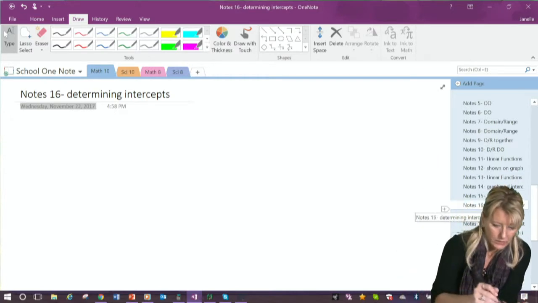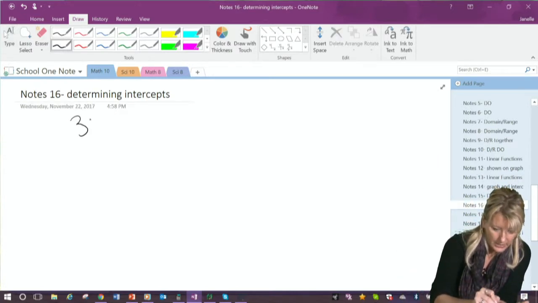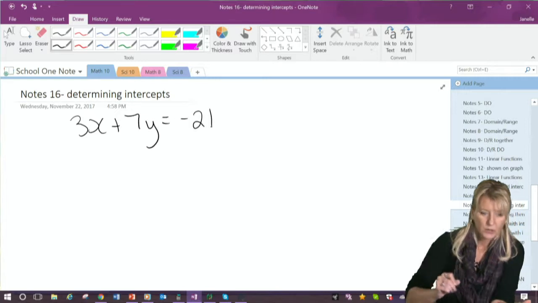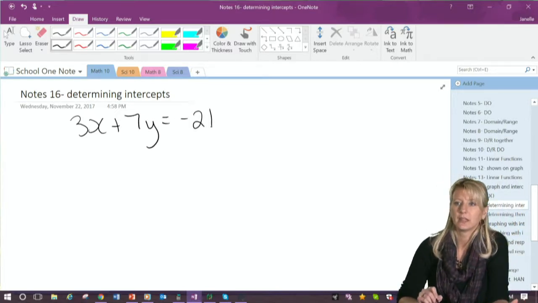Okay, so I'm going to give you this. 3x plus 7y equals -21.